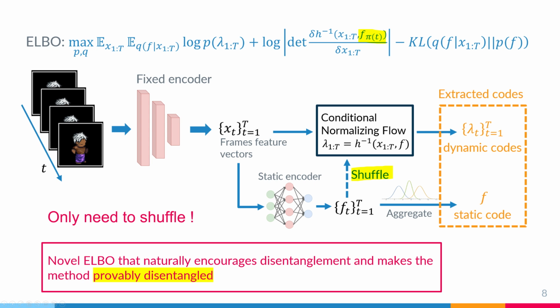In contrast, our approach shows that, thanks to the normalizing flow, disentangled representations can be achieved without additional losses or supervision. We demonstrate that conditioning the normalizing flow on shuffled static codes is sufficient to achieve a provably disentangled representation, leading to a novel ELBO that naturally promotes disentanglement.